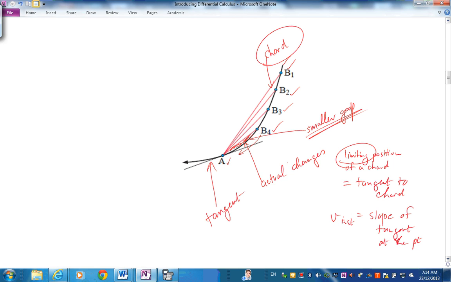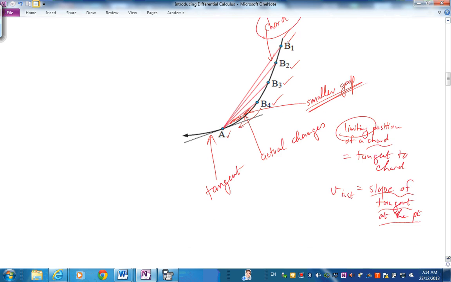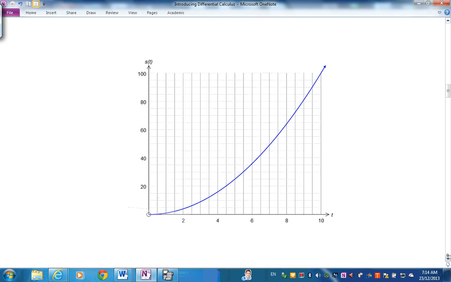It was getting closer and closer to what's really happening. If we could find the limiting value of the slope of the chord, we would have the slope of the tangent. We're trying to find something which the slope of the chord approaches in its numbers. Okay, well, let's go down and look at it a bit more concretely, I suppose, less algebraically.